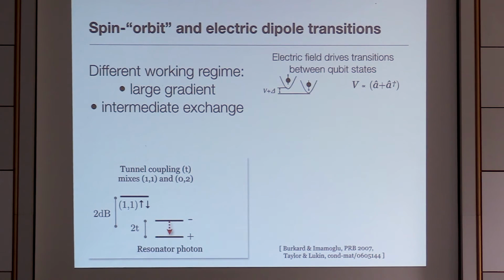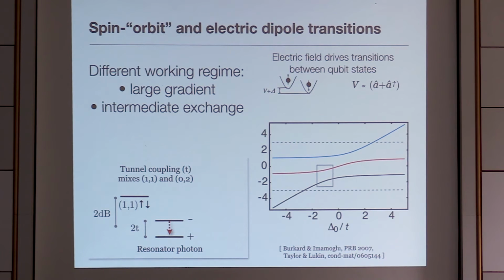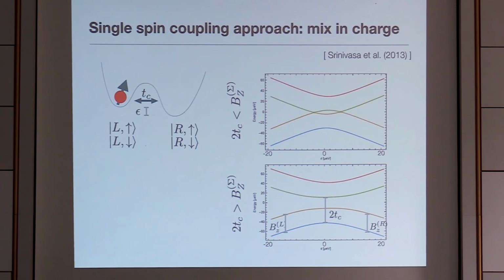So this is our original proposal from 2006, and then Guido Burkard had a similar proposal, along with Atac, that came out just after ours. And we kind of thought that'd be a neat way to go. But that's actually still using the singlet-triplet physics, and it's not really single magnetic dipoles. So let's get to the single magnetic dipole story.